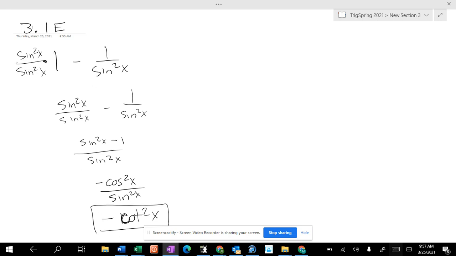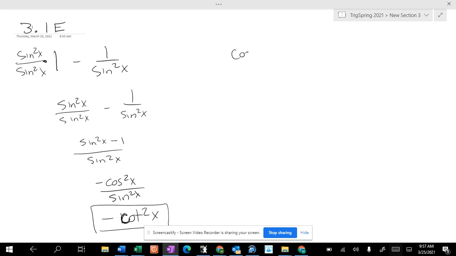And there we go. So now we're going to look to change things into sines and cosines and then simplify them as far as they can go. If they can get down to one term, we'll try to get them down to one term. If they can't, they can't. But there you go. Let's do another one.